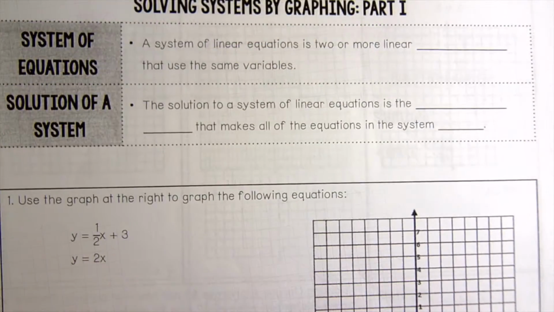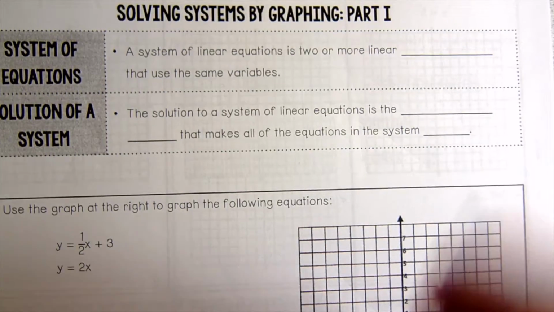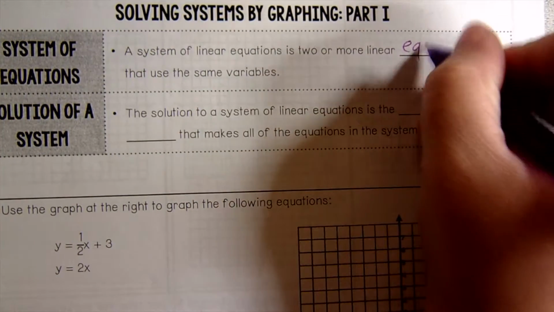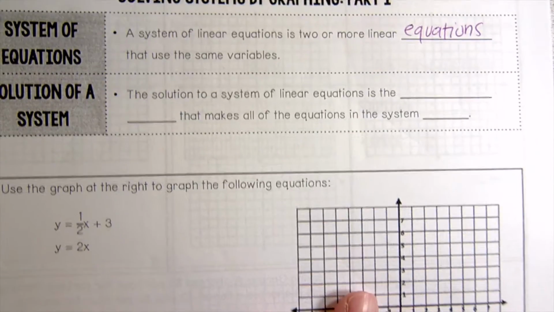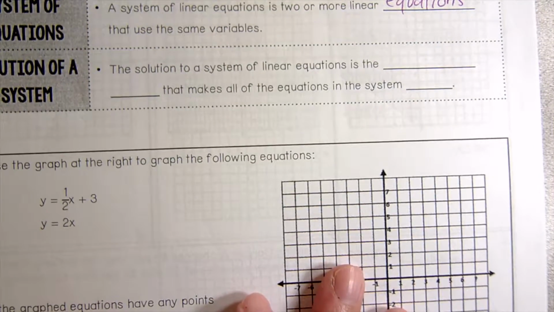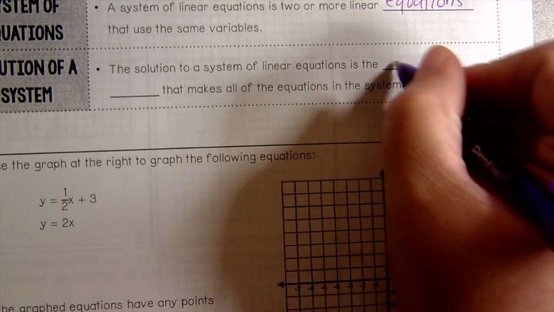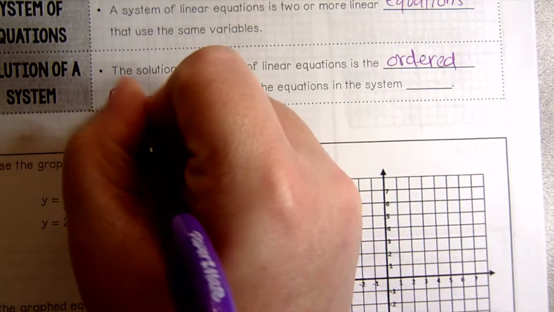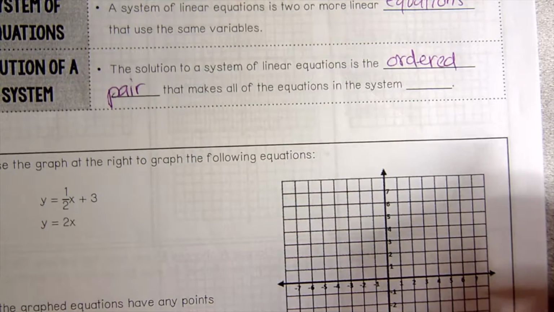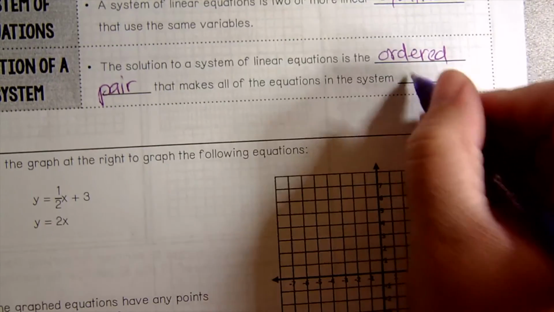So a system of linear equations is two or more linear equations that use the same variables. The solution to a system of linear equations is the ordered pair that makes all of the equations in the system true.